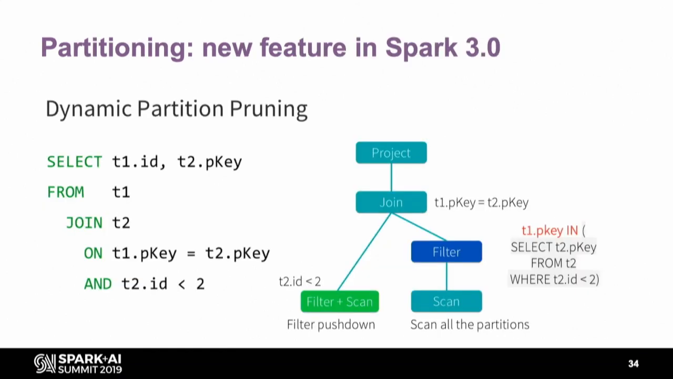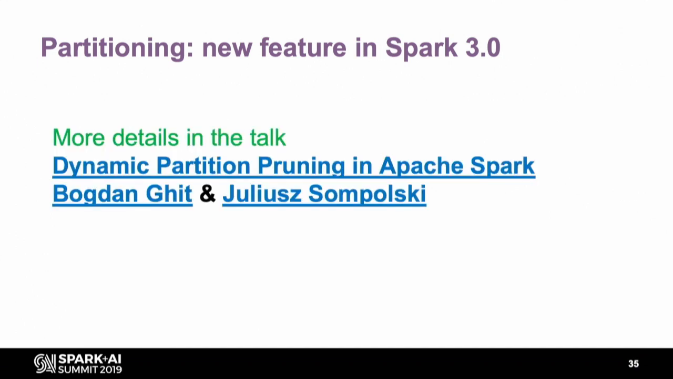In Spark 3.0, there is an important feature, dynamic partition pruning. The main idea is that if two tables are joined with their partition keys, we can propagate the partition value from one side to another to further filter the partitions before the join execution. Please check the talk from Bogdan and Ulrich this afternoon at the summit.